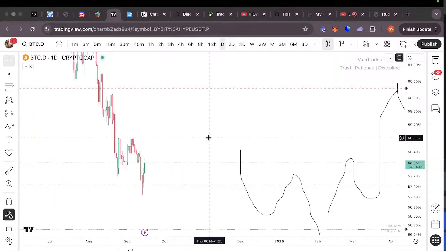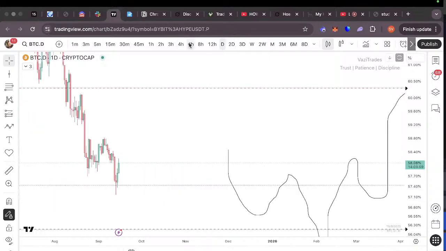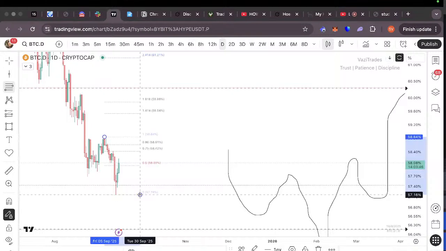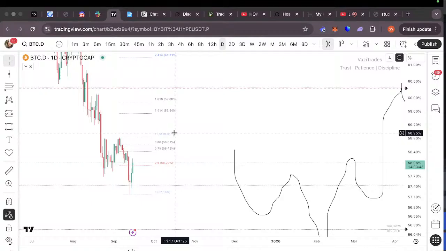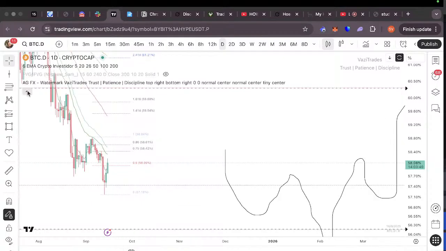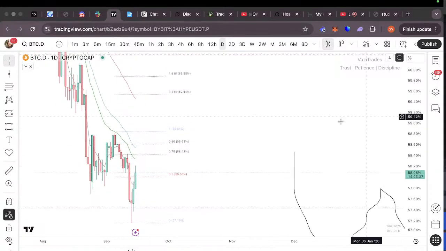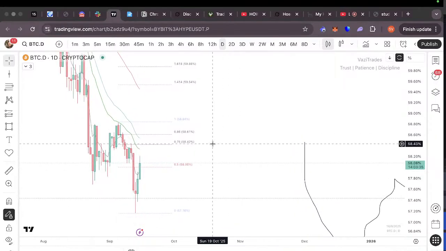Let me check if there's any, just a second, I want to see. Yeah, I think I probably will put Fibonacci on this move. So look at this bearish move that Bitcoin dominance had, and I will put Fibonacci. Okay, and I will work better with Fibs. And look at this, another thing. Look how accurate these Fibs are.